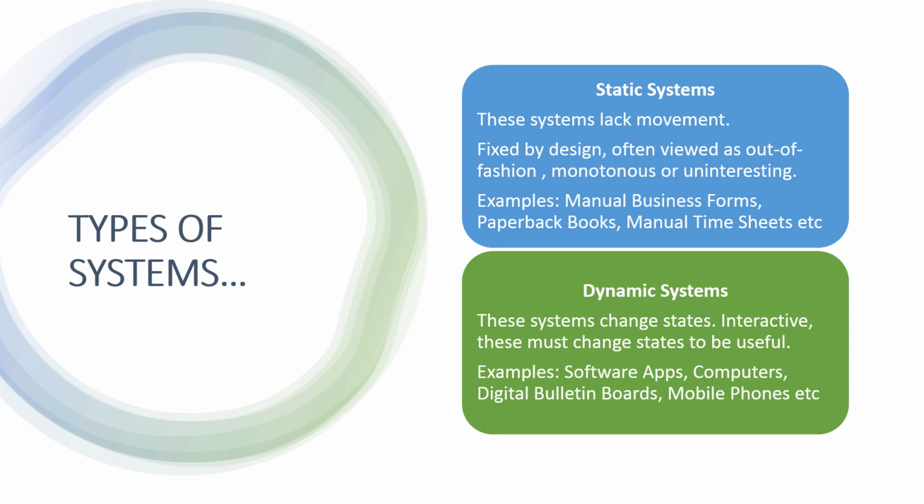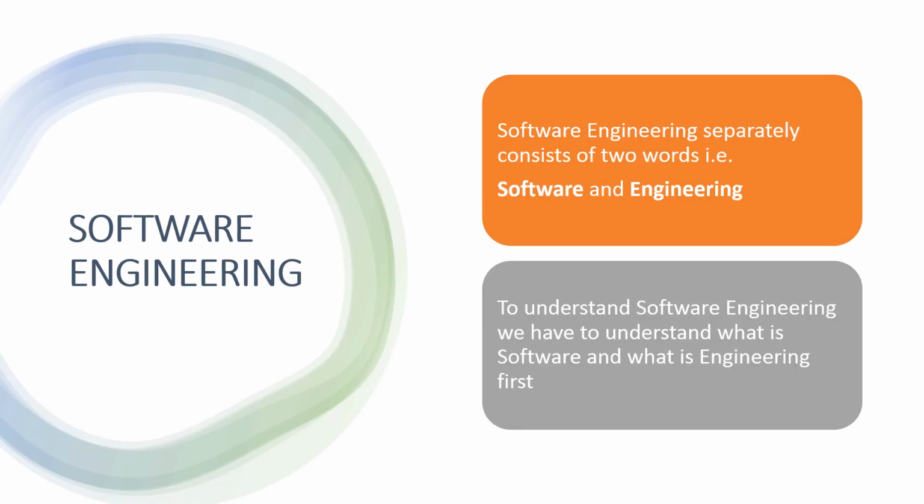Dynamic systems. Dynamic systems वो systems होते हैं जो continuously अपनी state को change करते रहते हैं. They are very interactive. For example, software apps, computers, digital bulletin boards and mobile phones. What is software engineering? Software engineering दो separate words से बना है which are software and engineering. To understand software engineering, we must know what is software and what is engineering.